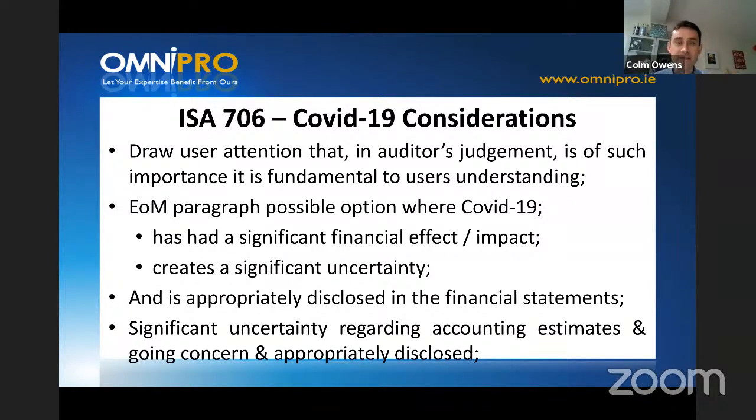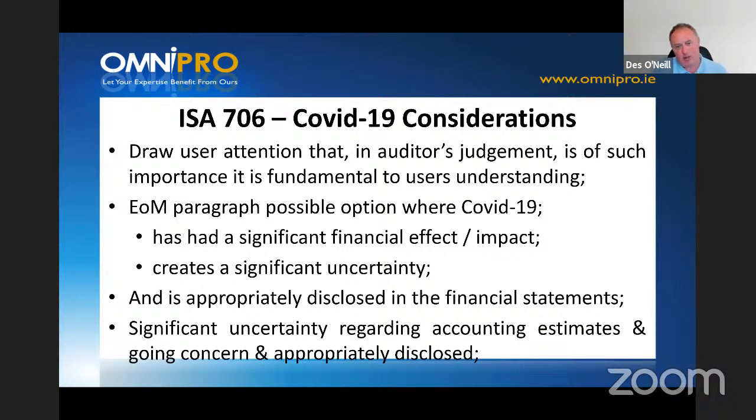It applies where it has significant financial effect and creates an uncertainty, as long as it is appropriately disclosed in the financial statements. What are we looking at? Uncertainty over estimates, going concern, and things like impairment, uncertainty around impairment issues. So that's 706, the emphasis of matter paragraphs. Obviously we've got our material uncertainty in relation to going concern, and we used to have emphasis of matters in relation to going concern. Now they're material uncertainty paragraphs.